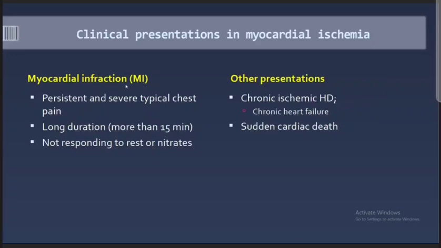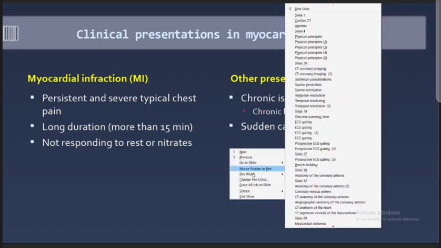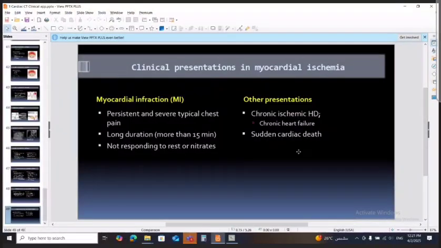Coronary ischemia could be presented also by myocardial infarction. The clinical presentation is persistent and severe typical chest pain with long duration, more than 15 minutes, and not responding to rest or nitrates. Other presentations of myocardial ischemia could be chronic ischemic heart disease with chronic heart failure or sudden cardiac death.